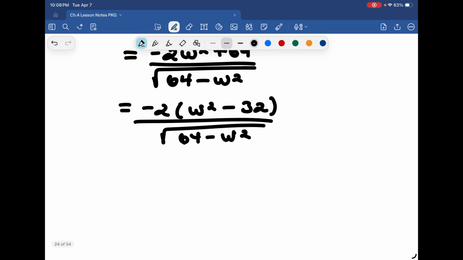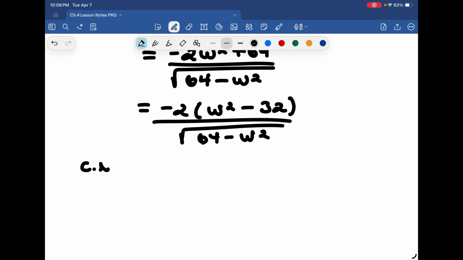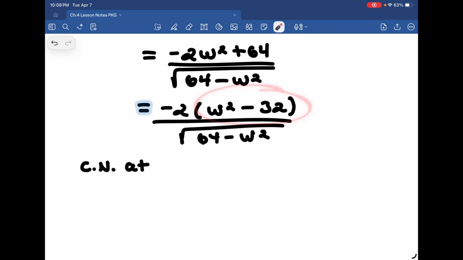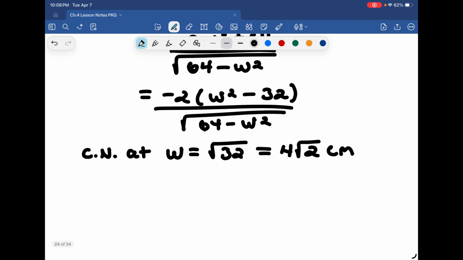Okay, critical numbers are located at, well, right away, I have critical numbers at the following points. From our numerator term, W squared minus 32, that's going to make W equal to the square root of 32, which is equal to 4 root 2 centimeters. And the reason I'm not doing plus or minus for this is because we're not going to have a negative width, so I'm going to make sure I just put in the positive version.